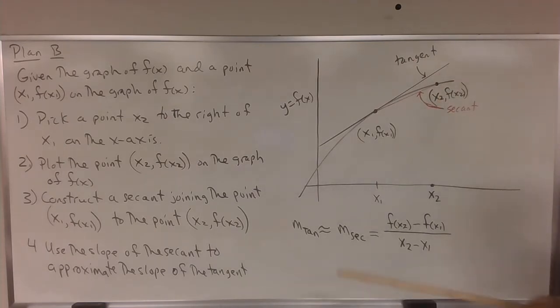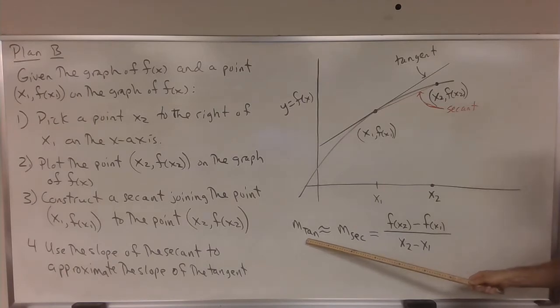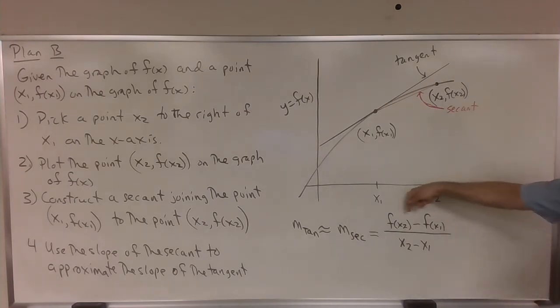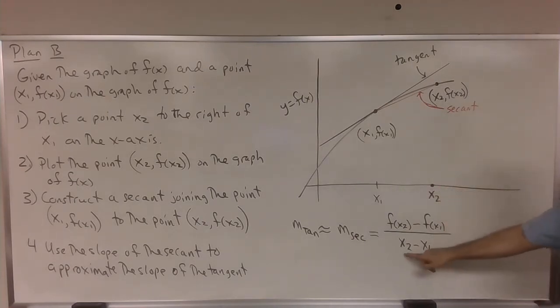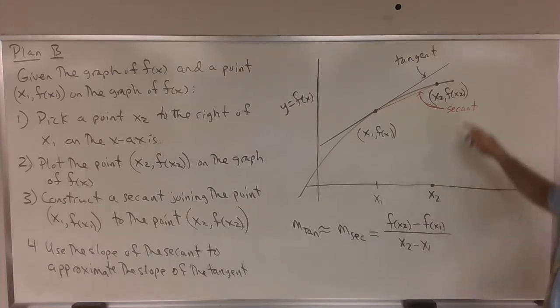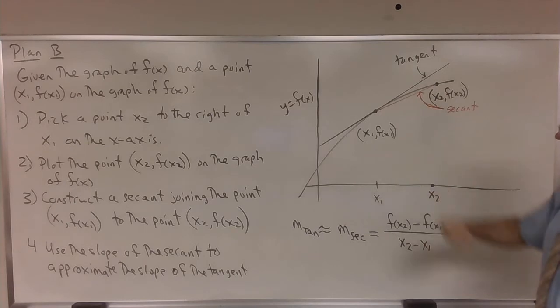So the slope of the tangent, m sub tan, is approximately equal to the slope of the secant, m sub sec, and it's just the slope formula, y2 minus y1 over x2 minus x1. Change in y over change in x. So y2 minus y1 over x2 minus x1.